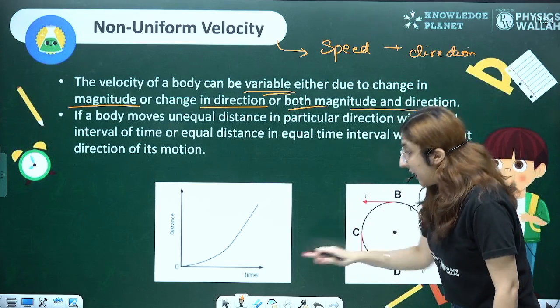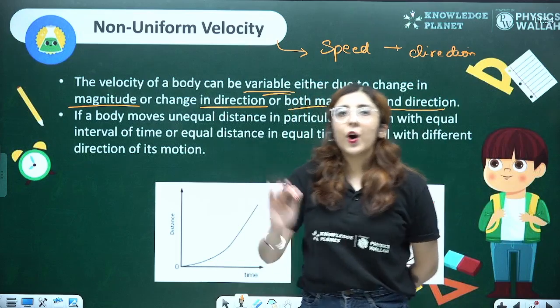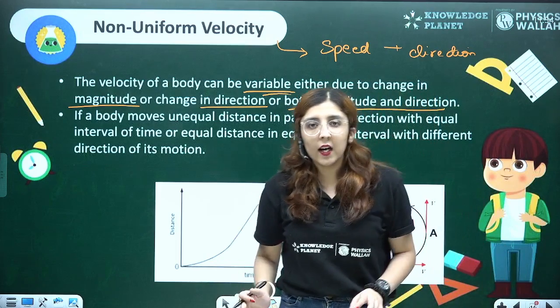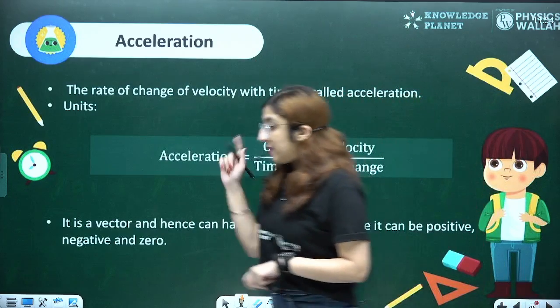So, have a look at the graph. This is how the graph looks. Okay everyone, non-uniform velocity is pretty much clear. Let's move forward and talk about something called acceleration.